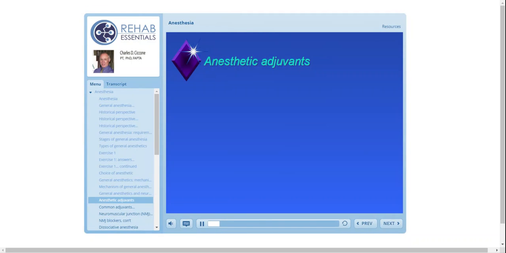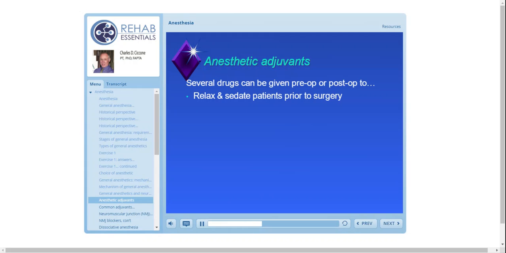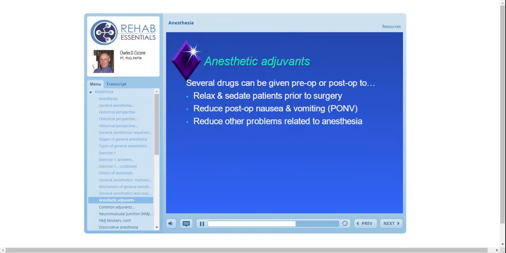Now, anesthetic adjuvants are helpers, drugs that are given with or just before the anesthesia to allow a better balanced effect of the anesthetic. So we know that several drugs are commonly given preoperatively or postoperatively to relax and sedate the patient prior to the surgery, reduce postoperative nausea and vomiting, often abbreviated PONV, and reduce other problems related to the anesthesia, depending on what type of anesthesia and other problems the patient may have. The next slides show a little more detail about this, about which drugs can be given.